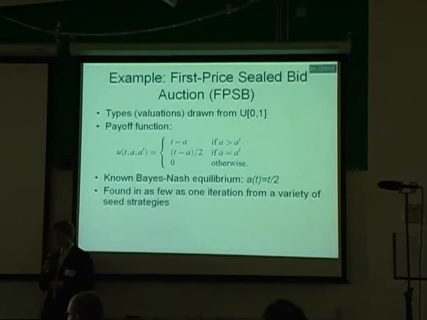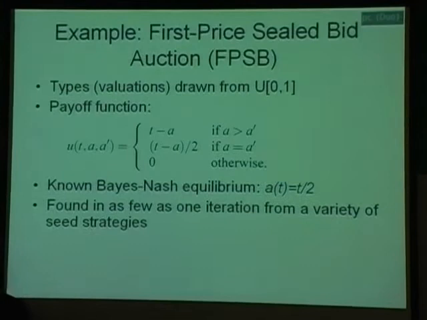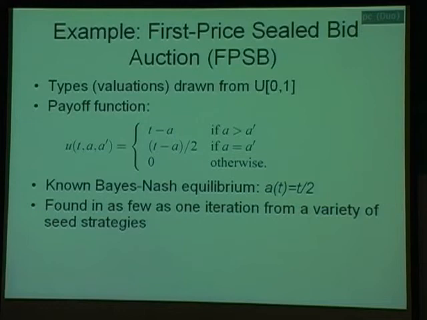So let's apply this to some simple games. A very simple example of a game in our class, kind of the canonical example, is a first price sealed bid auction. So in this game, the player's types are their independent private valuations. We'll assume they're drawn from uniform 0-1 distribution. And the actions are the bids. So your payoff is your valuation minus your bid if your bid is higher, and nothing if your bid is lower. And the winner is chosen at random in the case of a tie. In that case, it's the average of your type minus your action, your valuation minus your bid, or zero.